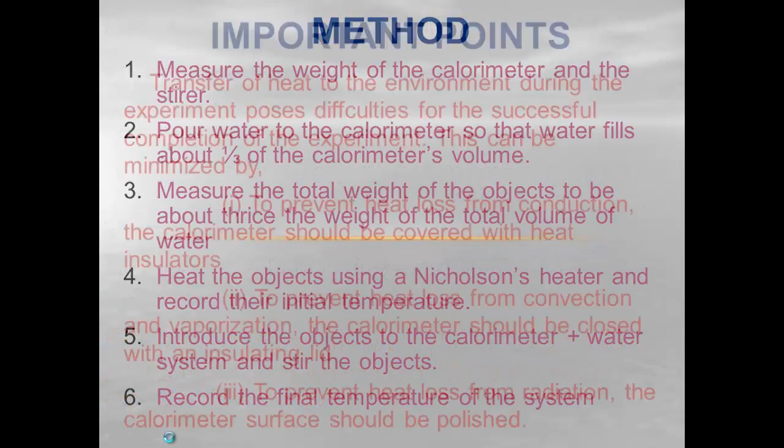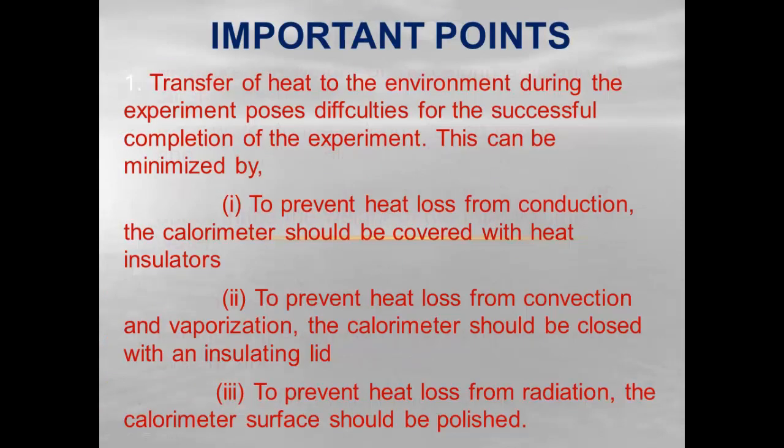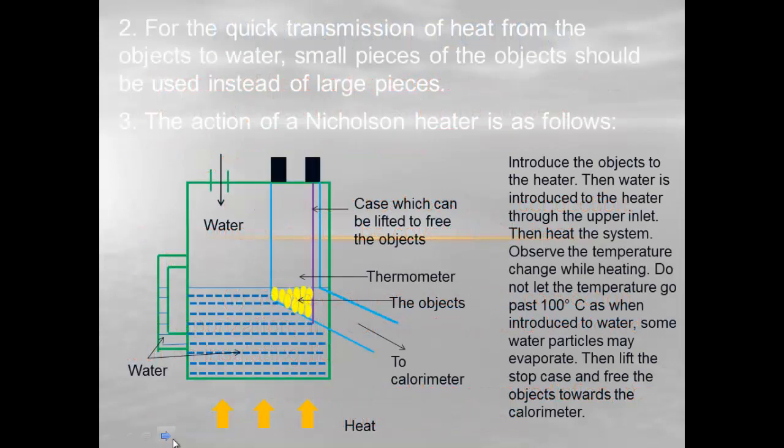To minimize radiation, you can polish the surface. Radiation is somewhat of a complex topic, so I will put a video on radiation in the future. You will learn in radiation that when you polish a surface, the radiation can be minimized. So just remember that you can minimize the heat loss from radiation by polishing or by making a surface lustrous.